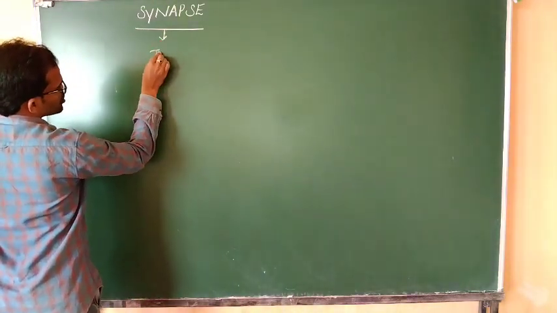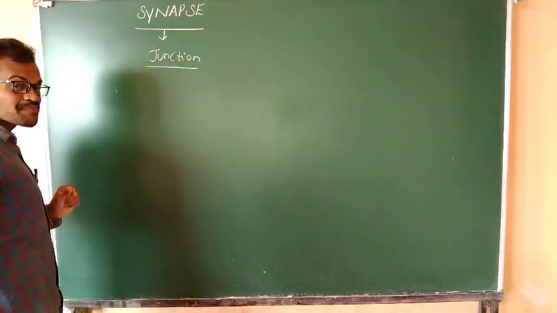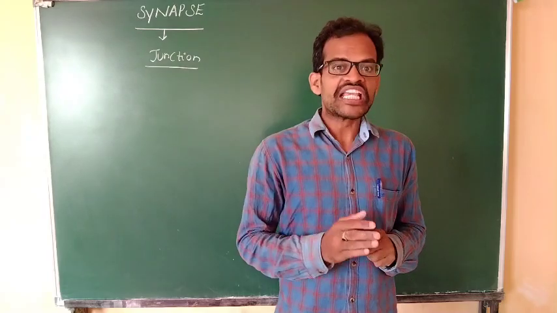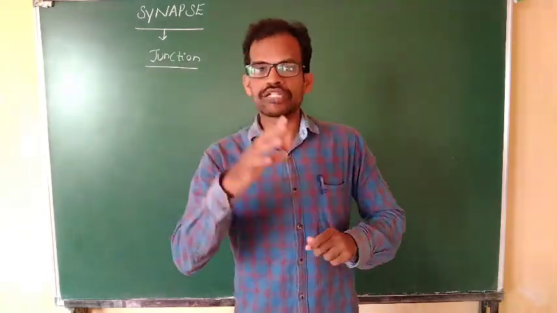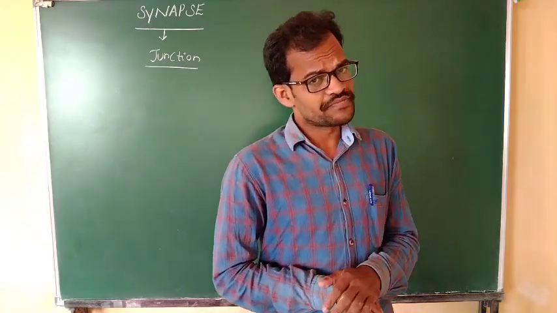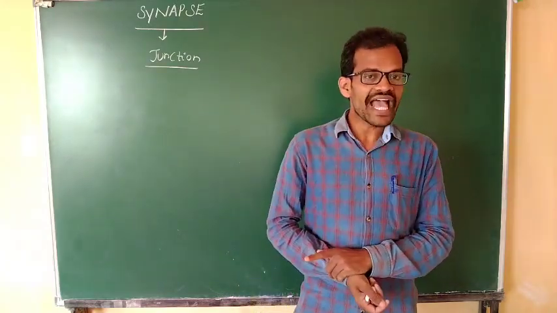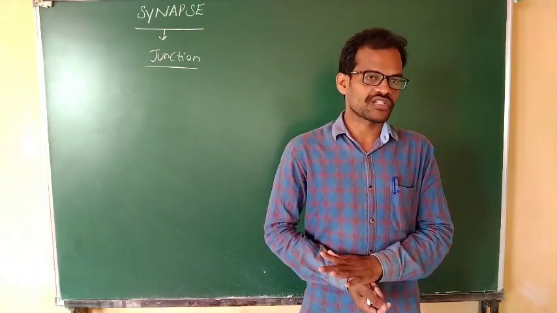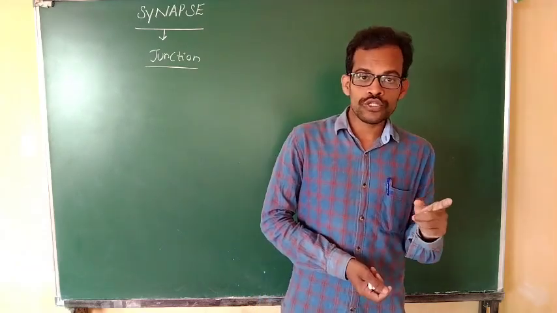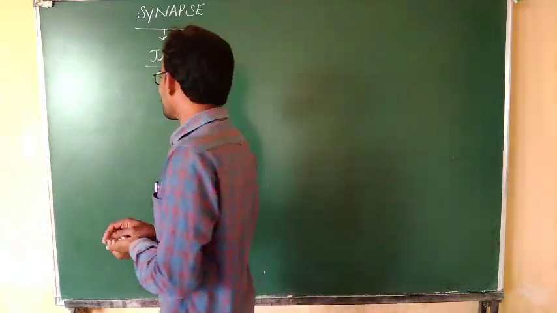Synapse means junction. This junction joins the communication from one neuron to other neurons. How do neurons communicate? One neuron communicates to the other neurons with the help of the synapse, with the help of the junction. The information also passes, the impulse also travels from one neuron to another neuron with the help of the junction. This junction is nothing but the synapse.